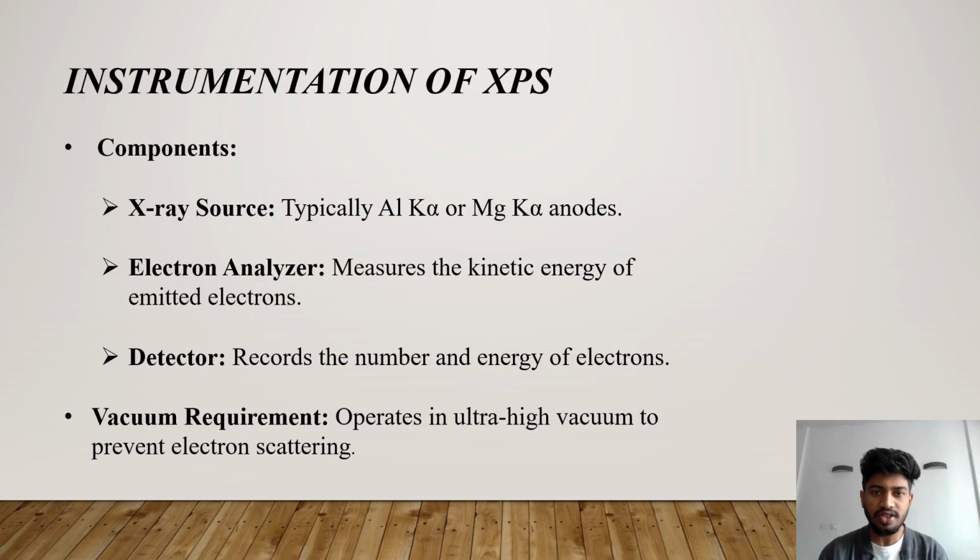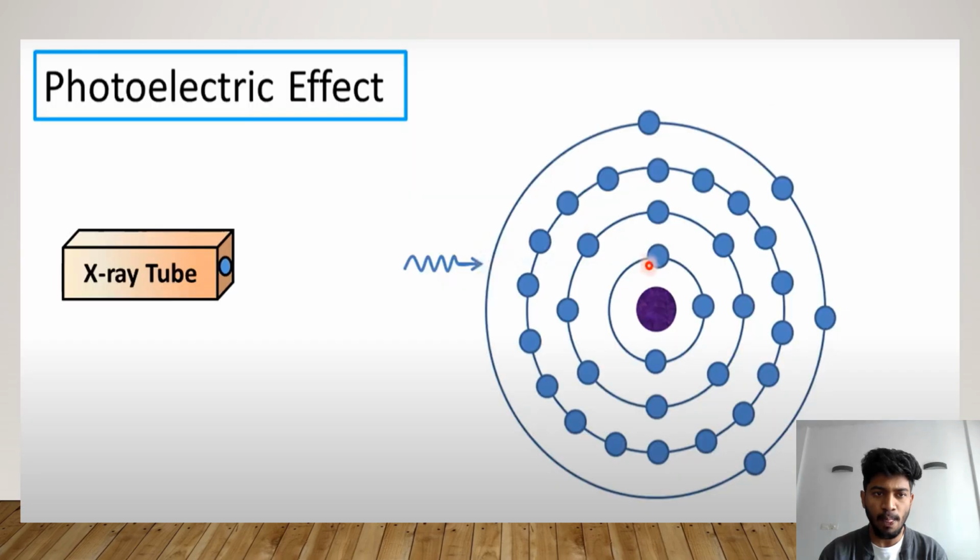This is the instrumentation of XPS. These are the following components of the XPS spectroscopy: the X-ray source, where typically aluminum K alpha or magnesium K alpha anodes are used. The electron analyzer measures the kinetic energy of the emitted electrons, and a detector records the count and the energy of the electrons. We also require a vacuum: it operates in ultra high vacuum to prevent electron scattering.